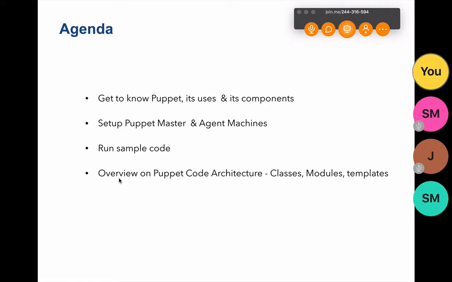Puppet as code. Puppet is nothing but infrastructure as code. So you write some code, you write some script, and that's what automates your infrastructure. So we'll talk about how we can define classes, how we can define modules and templates in Puppet. There are a lot more things here, but probably these are the few important, mostly used things. So we'll talk about these in today's session.